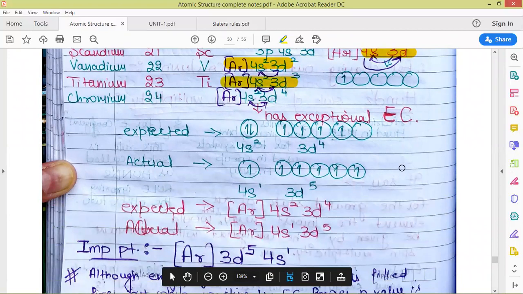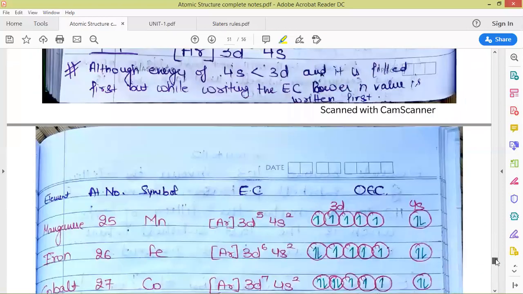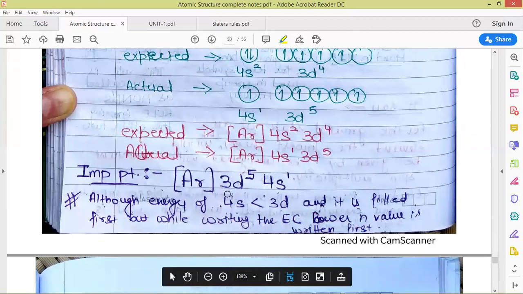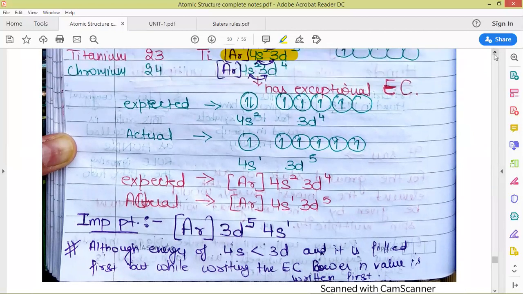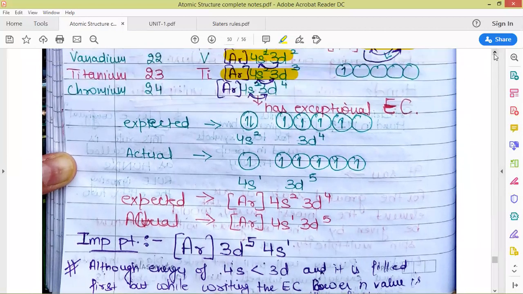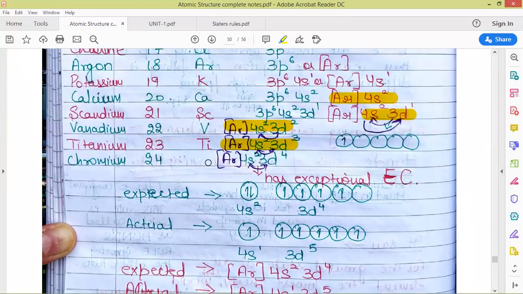So we'll have to write it as, just say we are discussing 3d5 4s1. We'll write 3d first, then 4s, when there are electrons present in both the orbitals. So next is titanium, which will have the configuration of 4s2 3d3. Here 3d should be written first and then 4s should come.